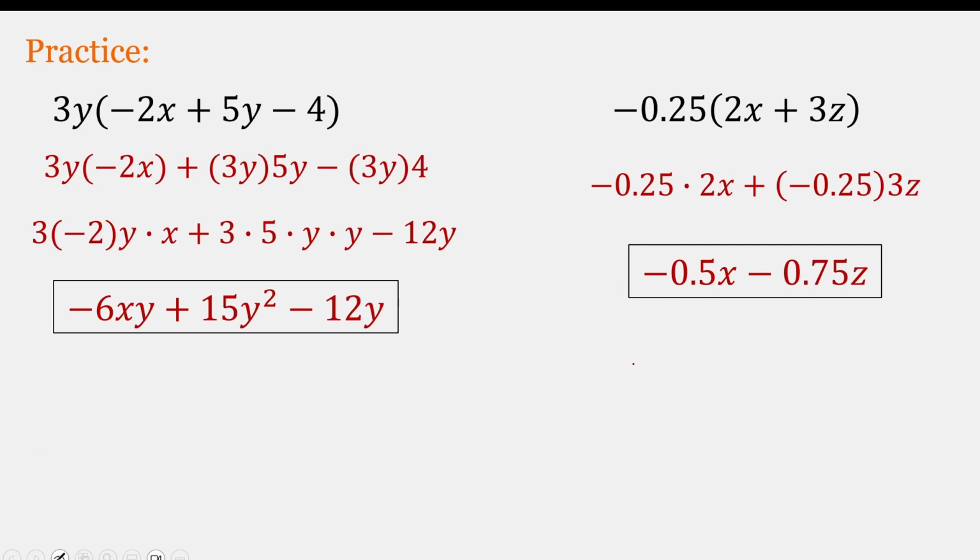But another way you may look at this problem is to convert that decimal to a fraction first. So 0.25, that's 1/4, so negative 1/4 times 2x plus 3z. We do this math, we end up with negative 1/2 x minus 3/4 z. And then we can convert this back to decimal places if you'd like. Sometimes it's easier to work with fractions than decimals, and other times it's easier to work with decimals instead of fractions.